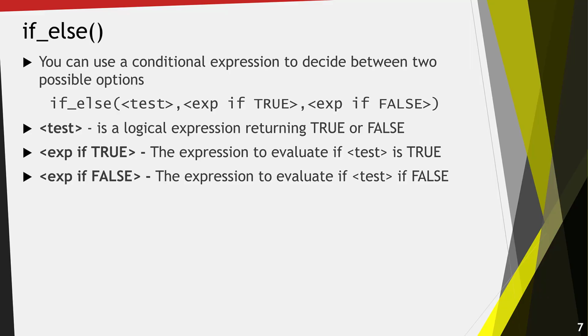We'll start with if_else. Again, it's a conditional expression to evaluate between two possible options. The way it works is you specify three arguments. The first is a logical expression returning true or false. The second argument is an expression to evaluate if the result of that logical test is true. And the third argument is an expression to evaluate if the result of that logical test is false.